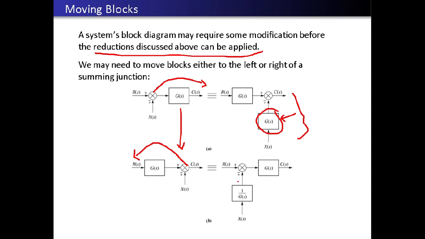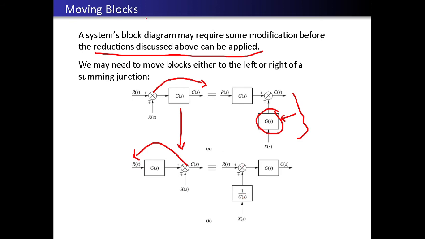Okay, in the same way if you are doing the opposite, if you are moving this summing point before a gain block, in that case you have to add 1 divided by G of S. Here G of S only, here 1 divided by G of S, the same thing is there. Okay, in both cases you can find it the same way.